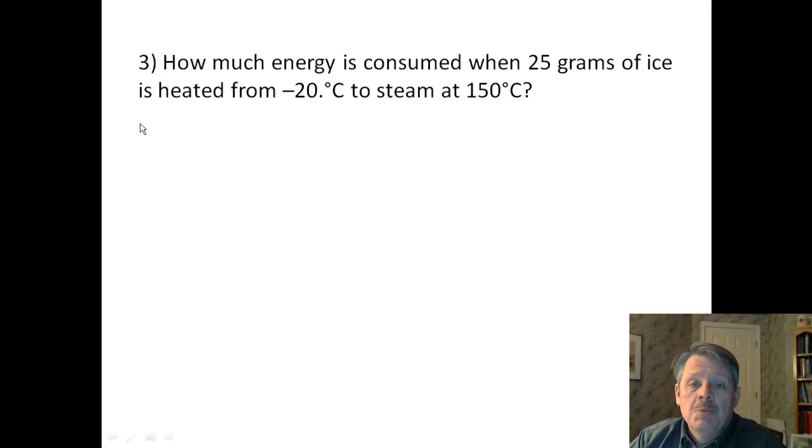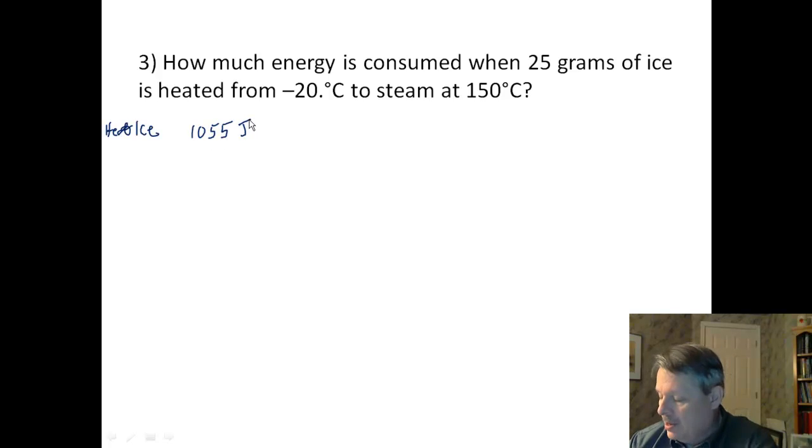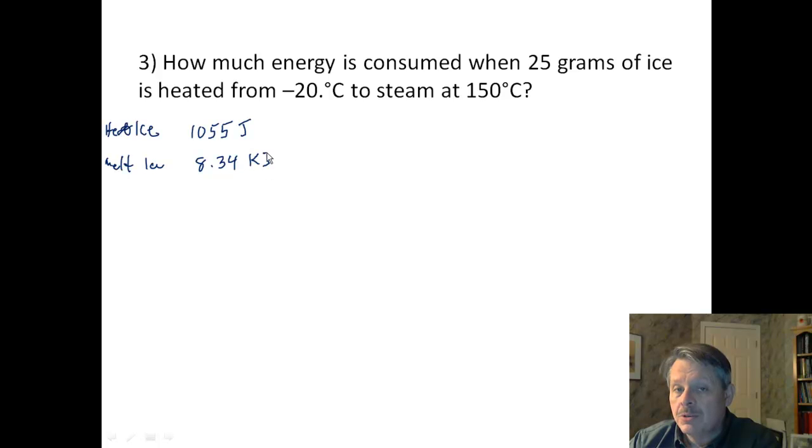So, the first piece, which is heating up the ice, right? We said that was 1055 joules. All right, and our second piece, which was melting the ice and making it into liquid water, that was 8.34 kilojoules. Right, now we have to do the next part, which is taking the water and heating up the water, the liquid.